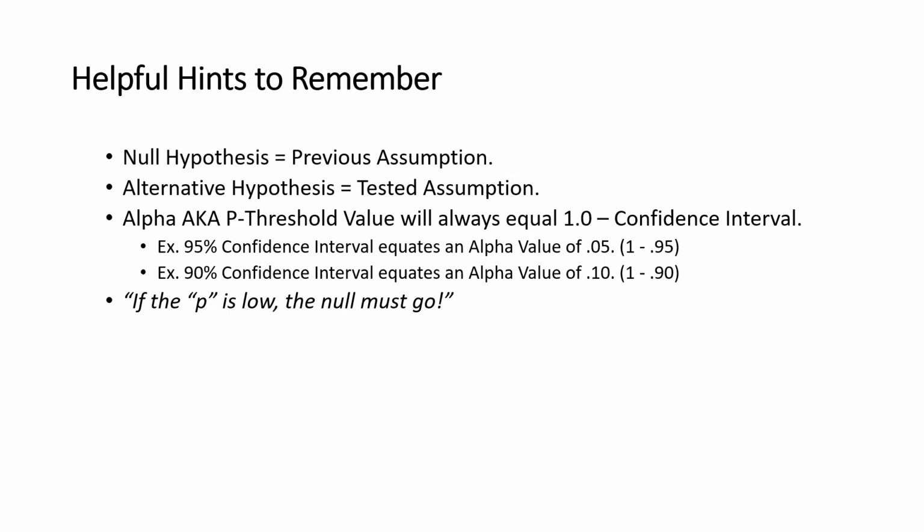The alpha value, aka p threshold value, is always going to be 1 minus the confidence interval. So a 95% confidence interval equates to an alpha value of 0.05, or 1 minus 0.95. A 90% confidence interval equates to an alpha value of 1 minus 0.90. Remember, if the p is low, the null must go.